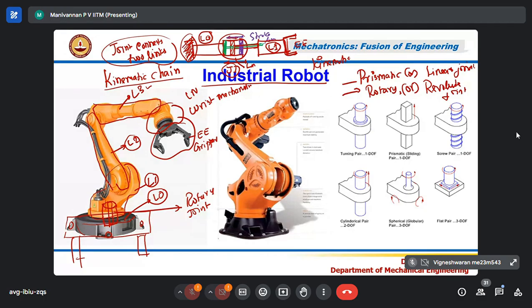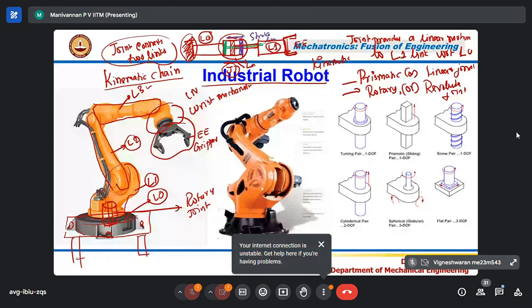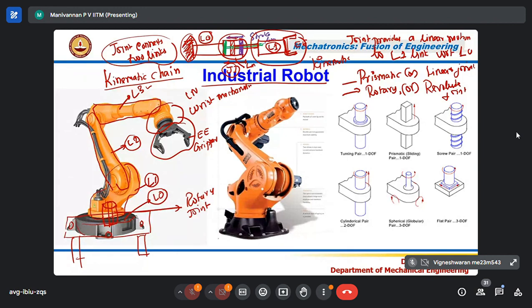Now, what is the job of the joint? Note this down, it is very important. The joint provides a linear motion to the L1 link with respect to the L0 link. That means there is a relative motion. L0 cannot move because it's grounded at one end, and the other end is connected to the joint. The joint's other end is connected to the L1 link. So only the L1 link can move with respect to L0.